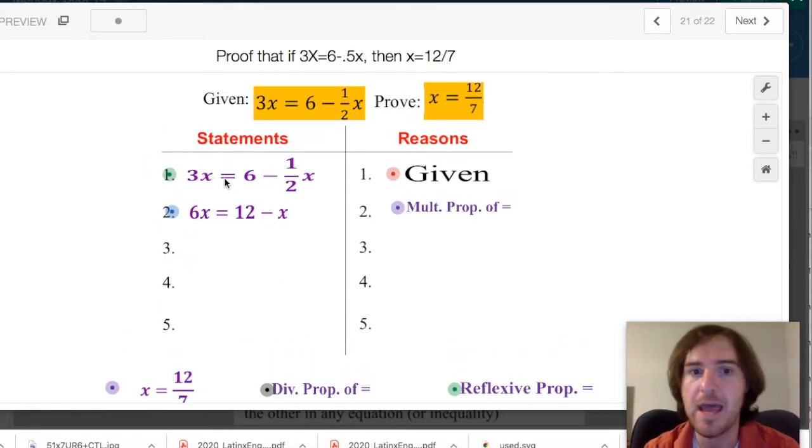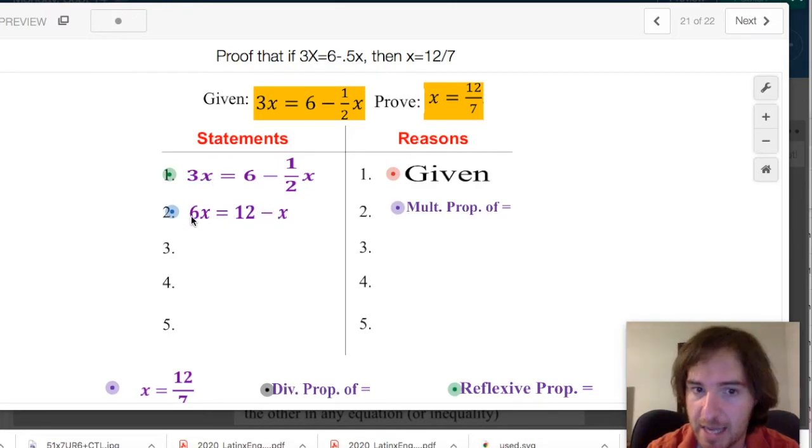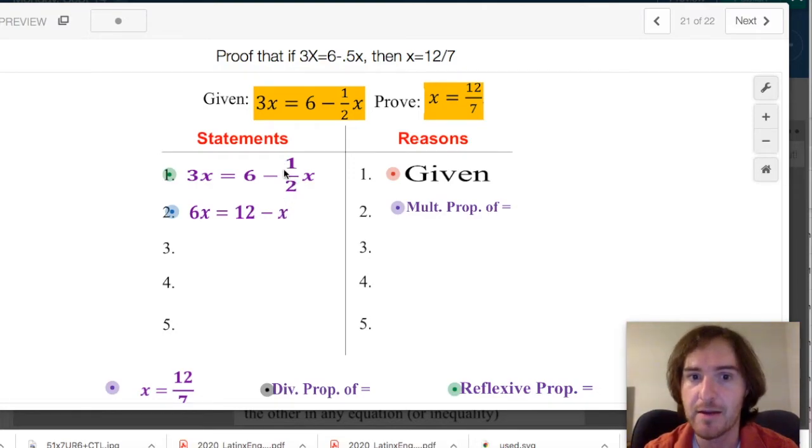So if 3x equals 6 minus a half x, because it's given to us, then we can conclude that 6x equals 12 minus x, because 3x times 2 is 6x, 6 times 2 is 12, and negative a half x times 2 is just negative 1x, right? Negative a half times 2 is negative 1. And here we have negative 1x, so we're good to go, okay? Multiplication property of equality in that one.